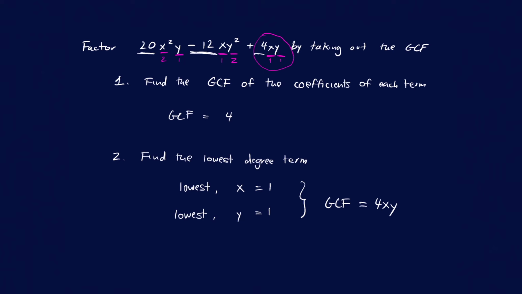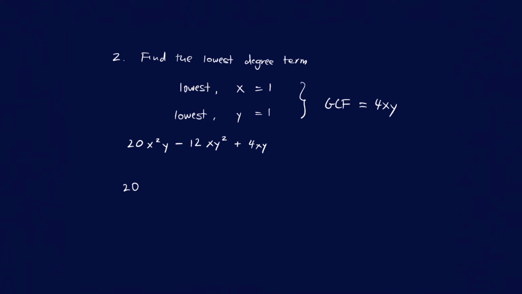So now all we have to do is divide each term by the greatest common factor, and then we'll get our fully factored expression. So if we divide 20x squared y by 4xy, we get 5x, and then there's no y since each y only has 1 degree, so we can just cancel those out. Then negative 12xy squared divided by 4xy is equal to negative 3, because negative 12 divided by 4 is negative 3. Then we don't have any x because we cancel those out. There's only 1 degree. And then y squared divided by y is just equal to y.